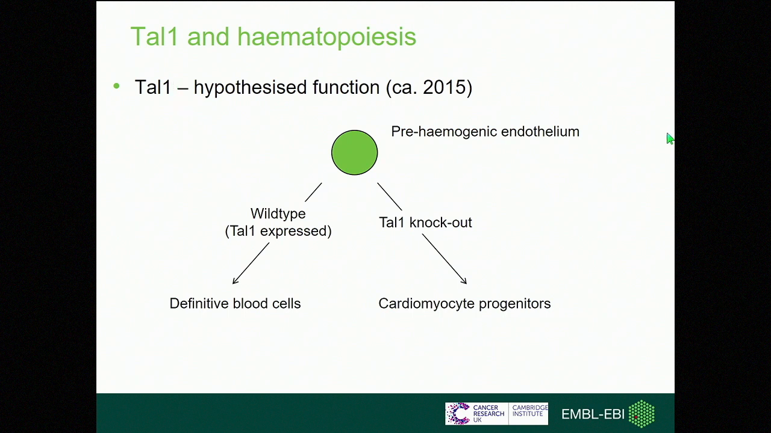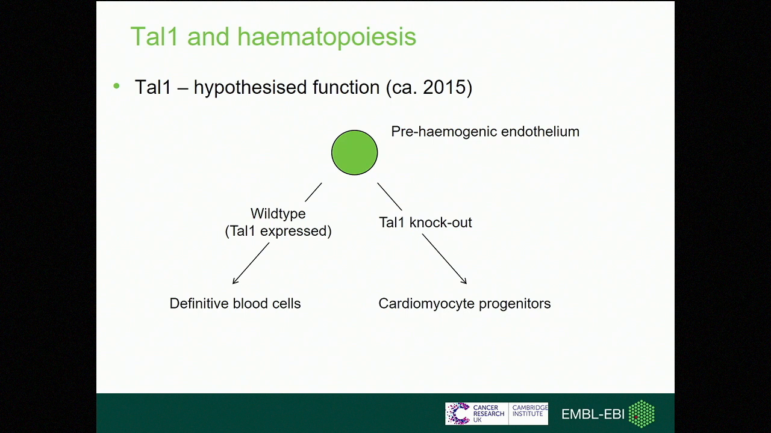And the hypothesis when we performed this work around 2015 was that TAL1 acts as a gatekeeping transcription factor. So you have this precursor, prehemogenic endothelial population of cells, and then in the presence of TAL1 in the wild type, these cells will commit towards definitive blood cells, so the earliest blood cells in the embryo, whilst in its absence, these cells will instead commit in a stepwise way to cardiomyocytes, so they'll move towards a heart phenotype.